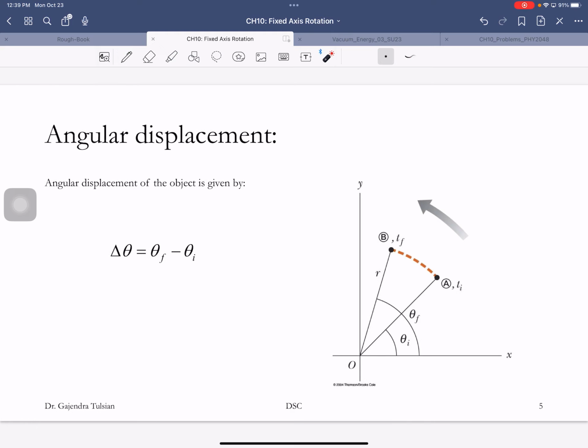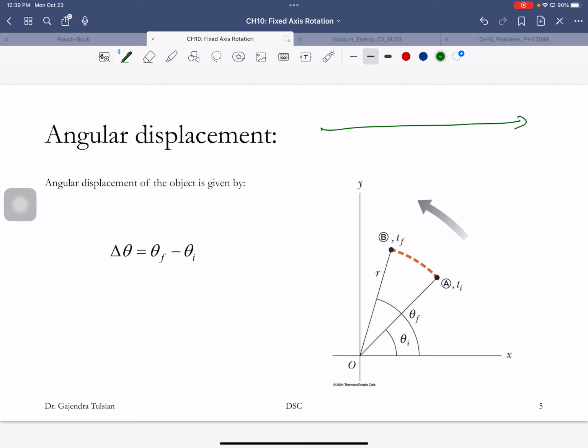So here is the initial, so imagine that disk rotating. There's the reference line, there's the initial position of the disk, and there's the final angular position of the disk. So initial angular position and final angular position. Okay, so the angular displacement is defined as theta final minus theta initial.